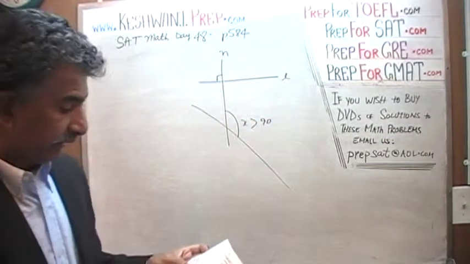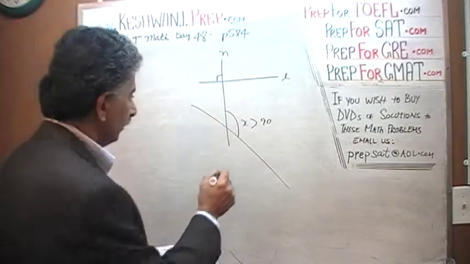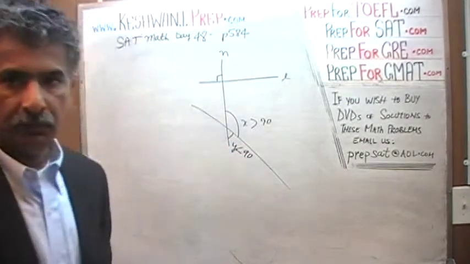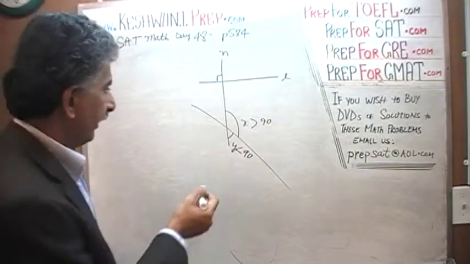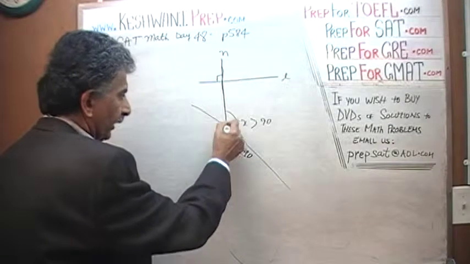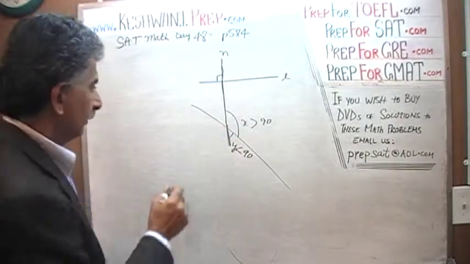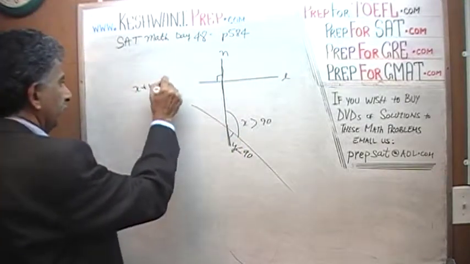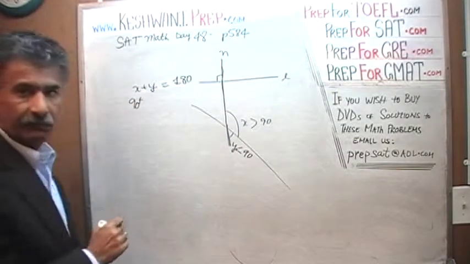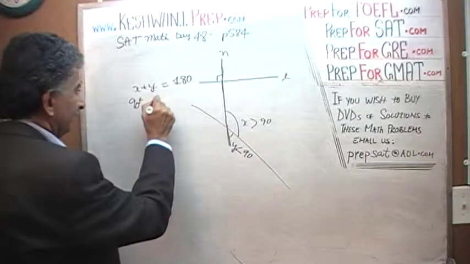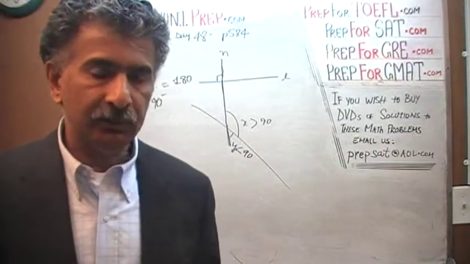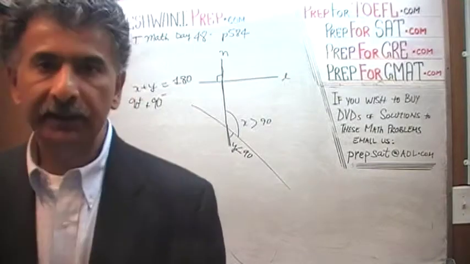If x is more than 90, then obviously y here would have to be less than 90. It's just common sense because they have to add up to 180. This is a straight line, and a straight line has to add up to 180, which means x plus y is 180. And if x is more than 90, the y would have to be something less than 90. That's the only way that two numbers are going to add up to 180.